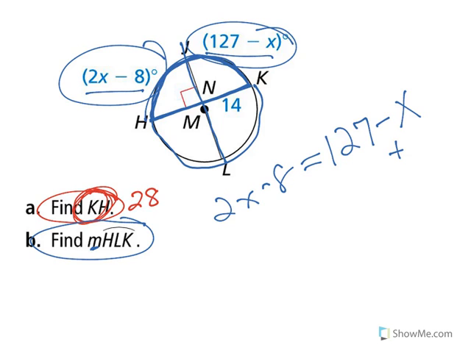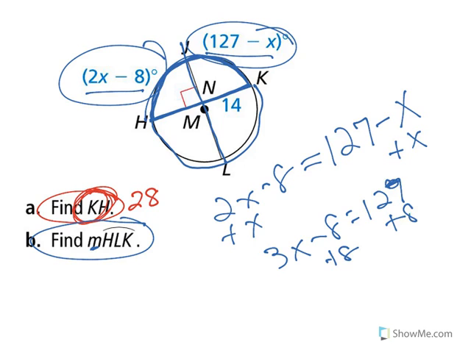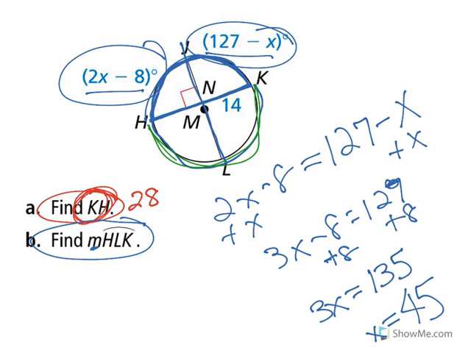So let's see here. Let's add the x. 3x minus 8 equals 127. Add the 8. 3x equals 135. And x equals 45. But it doesn't want to know what x equals, right? We want to know what this measure is. Okay, well, let's see. If we put that 45 back in, it's probably easier to put it in there.